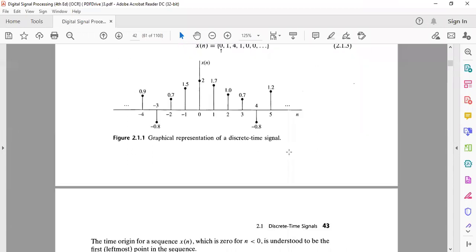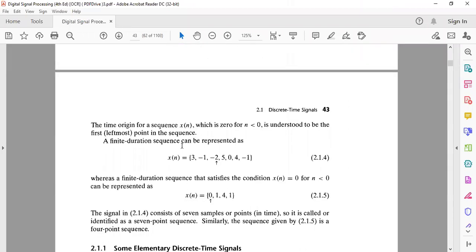Okay, great. So we continue to say the time origin for the sequence xn, which is 0 for all n less than 0, is understood to be the first leftmost point in the sequence. A finite duration sequence can be represented as this.